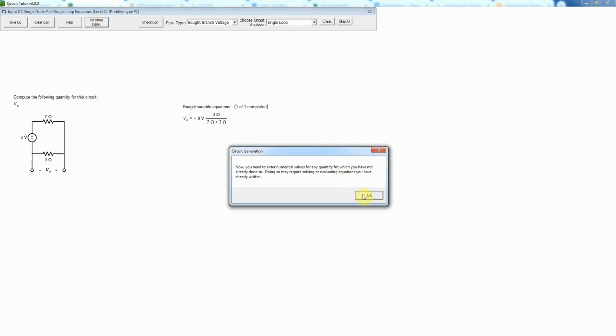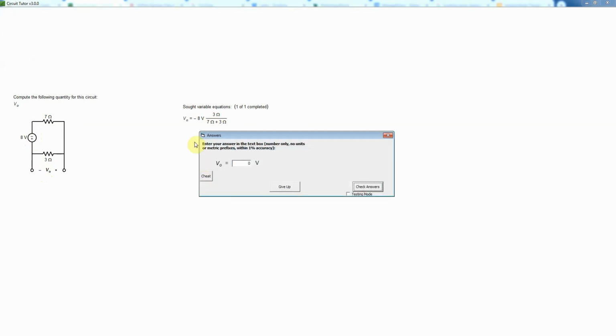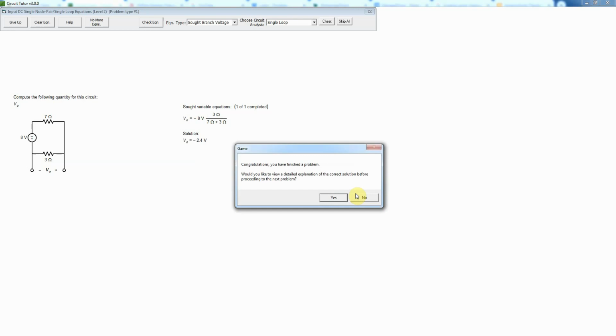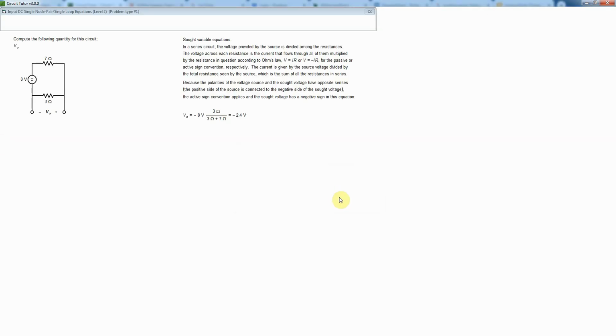And so now it asks me to evaluate that, since that's not a number. And so I simply would do the computation there. That's 3 over 10, 0.3 times negative 8 would be negative 2.4. And that is the correct number. Okay, and as always, I can get a detailed explanation if I like, which will explain the polarity issue and so forth in more detail. So it's oftentimes a good idea, if you were just unsure about the answer, to look at those detailed explanations so that you can become more confident in your work.